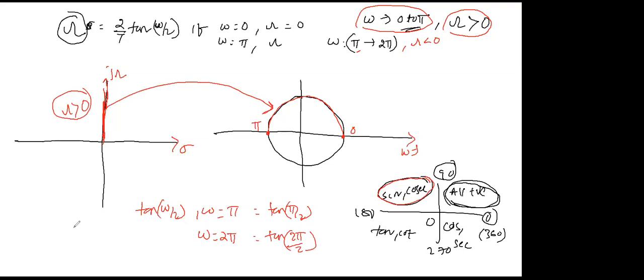Okay, agree? Similarly, when capital omega is less than 0, it means the lower part. This is your capital omega less than 0. It will map where small omega is pi to 2 pi. So this is your pi, this is your 2 pi. This is your pi to 2 pi. It means this capital omega less than 0 matches with the lower half circle. Agree now? Yes or not?